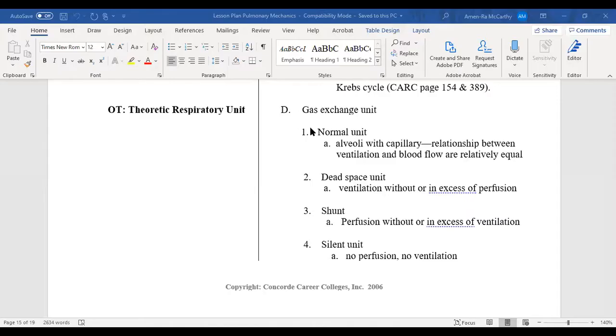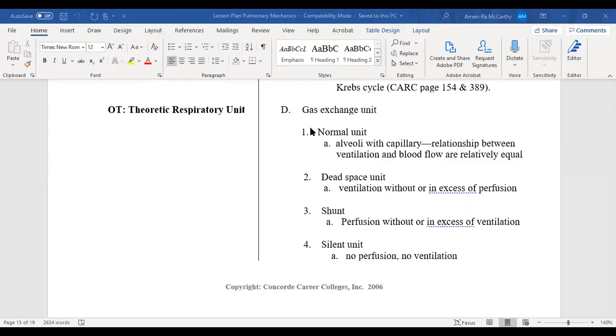Then we have the shunt unit. Now this is when you have perfusion, but there is no ventilation. On the other end of the coin, if the patrons come to your store and they're all lined up at the door, but the door is shut. Shunt, shut, shunt, shut. Okay? The alveoli is not ventilated, but the blood is there. That's a shunt. So what happens is the blood returns to the heart from the body, deoxygenated and used up, right? It enters into the heart via the superior and inferior vena cava.